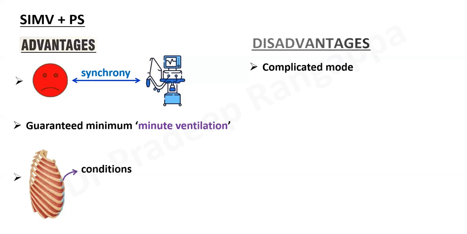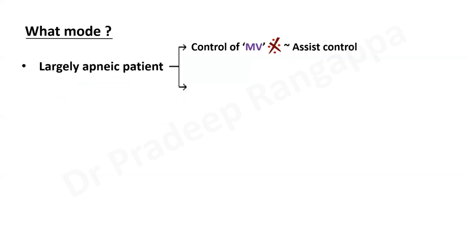Disadvantages: if you read any literature, they say it's a complicated mode. I don't believe it is complicated. So now to summarize the conventional modes, what mode would we use? If you have a largely apneic patient, someone who has had a prolonged abdominal surgery, and you want to rest the patient overnight on mechanical ventilation, and obviously we are not intending to wean and extubate, then control of mechanical ventilation becomes important.